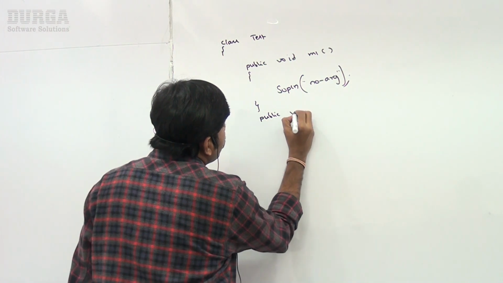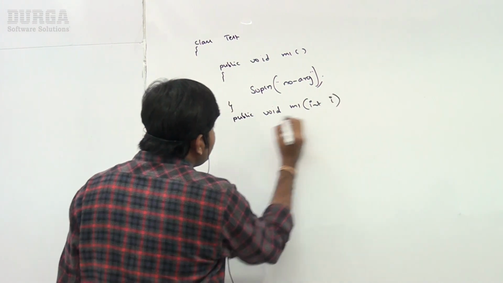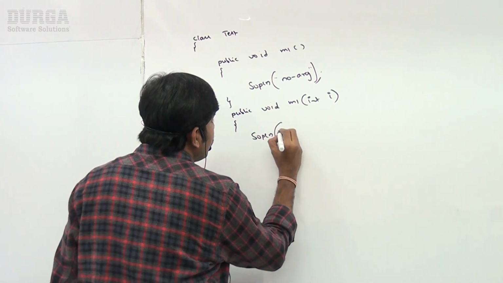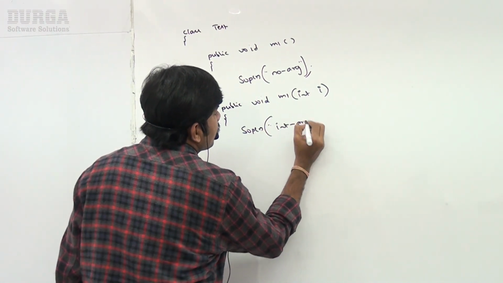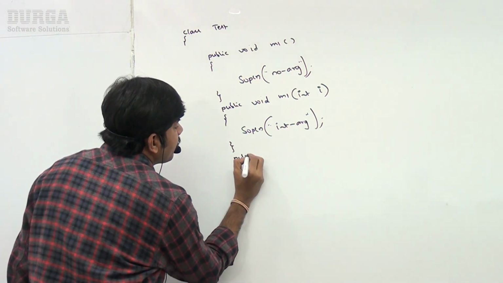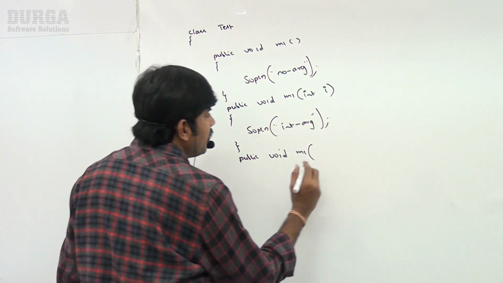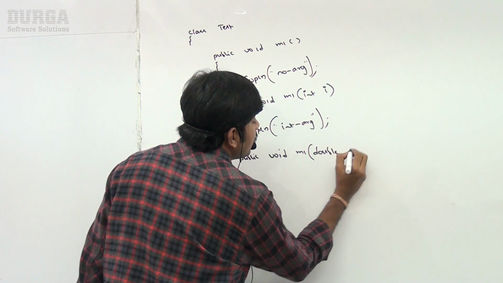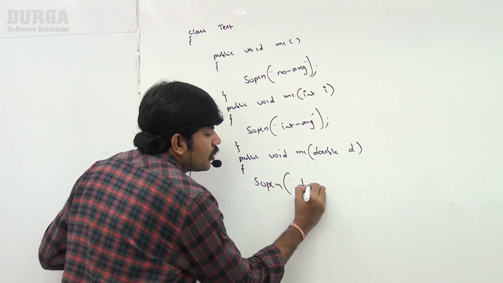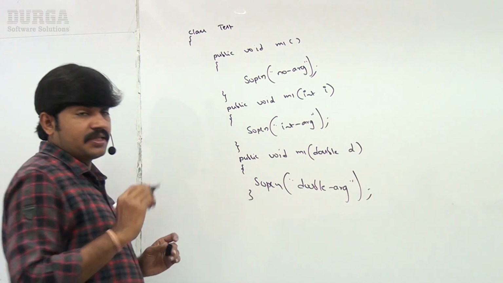Similarly, public void m1(int i), System.out.println int-arg method. Now public void m1 method, public void m1(double d), System.out.println double-arg method, like this, right?